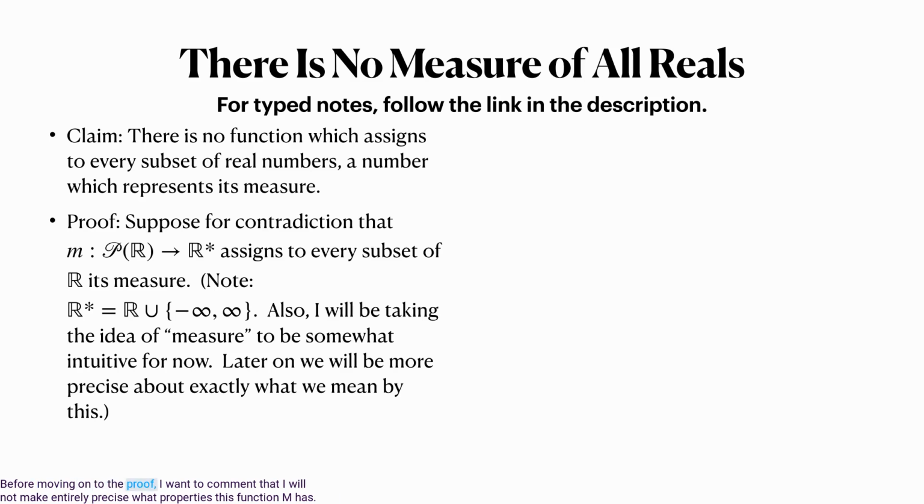Before moving on to the proof, I want to comment that I will not make entirely precise what properties this function m has. I will do that later, but at least for now, I just want to make some steps which seem like intuitively they should work. Later on, we'll think about exactly what these steps were in a mathematically rigorous formulation and use that to decide how to deal with Vitali's impossibility result.